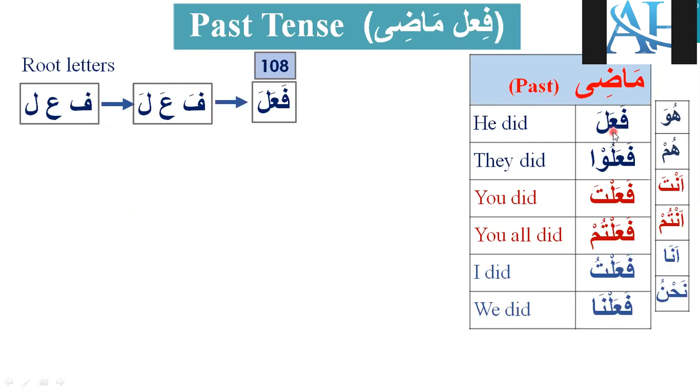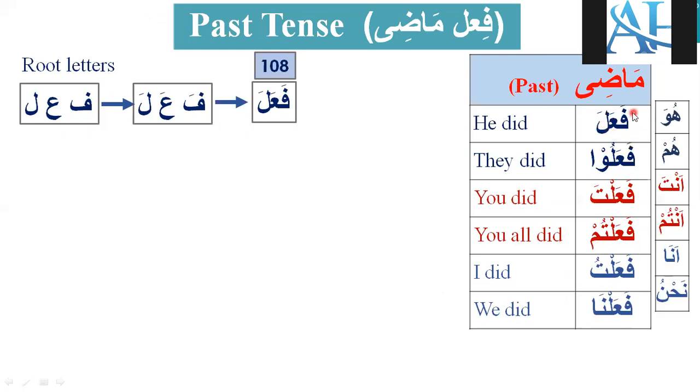Fa'ala means he did. Plural of fa'ala will be fa'alu, they did. Fa'alta, you did. Fa'altum, you all did. And fa'altu, I did. Fa'alna, we did. The plural of fa'ala is fa'alu. Fa'alta, ta is for you. And the plural of fa'alta will be fa'altum, like antum, you all. Fa'altum, you all did. Now comes fa'altu, this is for myself, I did. Fa'alna, we did.